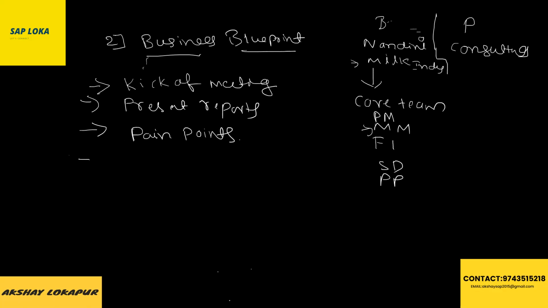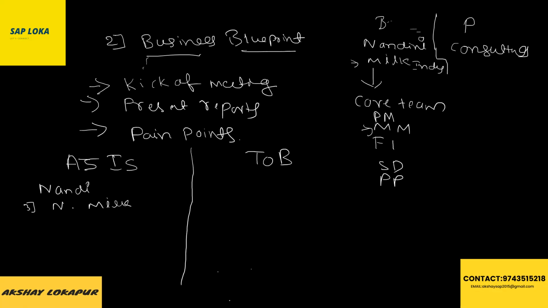Exactly what we will do, this is called as is to be process we prepare. As is to be. As is means, for example, Nandini Milk has 3 businesses, right? One is Nandini Milk. Second one is Nandini Bakery. Third, Nandini Agri. Right, 3 businesses.